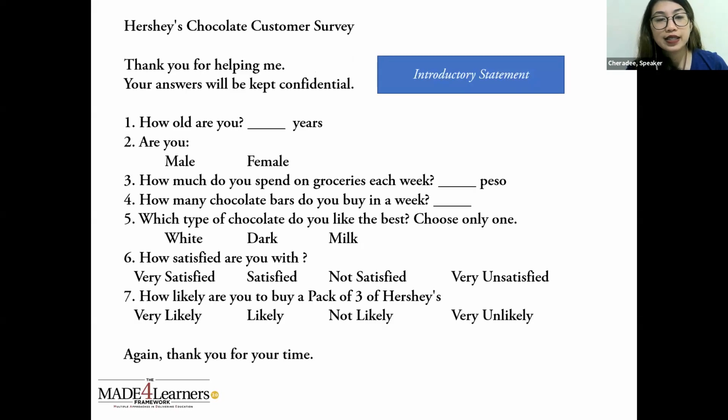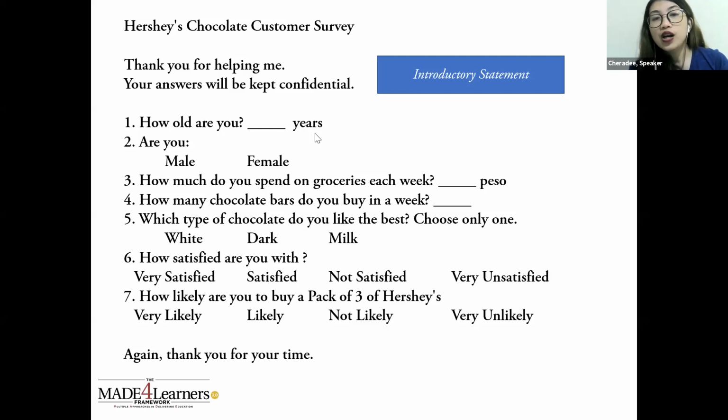Next. Okay, this one is an example of a Hershey's chocolate customer survey. So, thank you for helping me. So you need to have an introductory statement. Your answers will be kept confidential, because that is why most of the surveys don't ask for names, right? Because we want to keep ourselves confidential in our answers so that we can give honest answers. So question: how old are you?